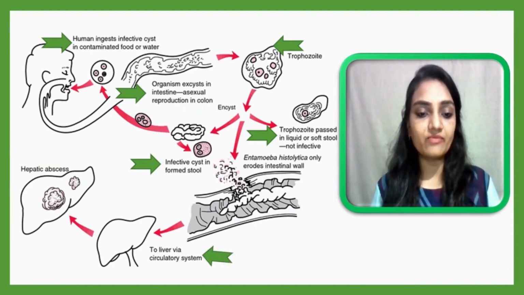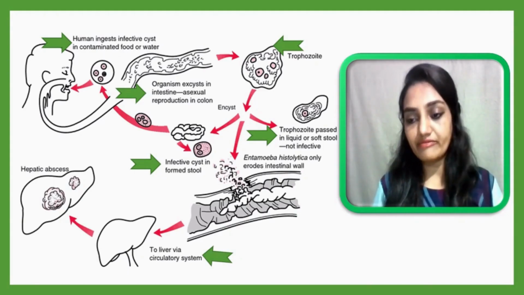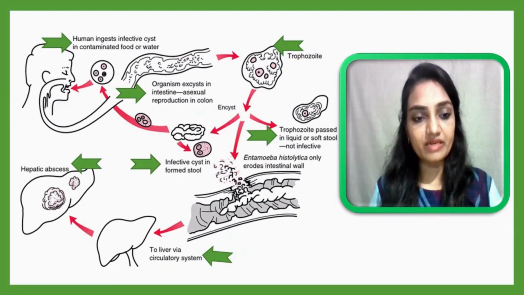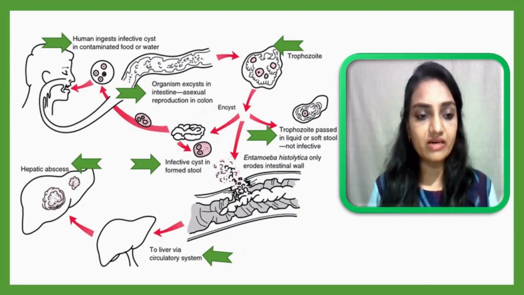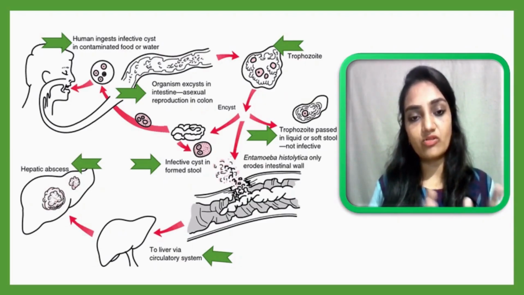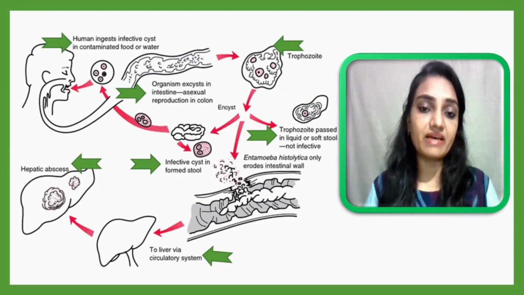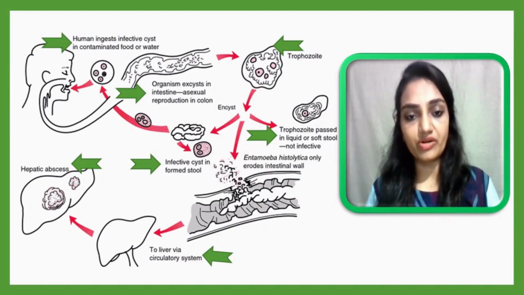And finally, sometimes these infected cysts will be transported by blood currents to the liver, and sometimes hepatic abscesses and pus, which means in the liver, pus may develop, and these are all the stages of Entamoeba histolytica inside the human body.